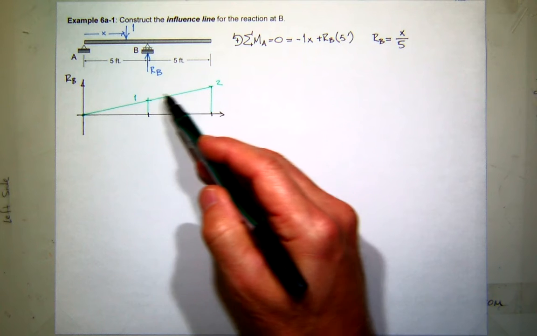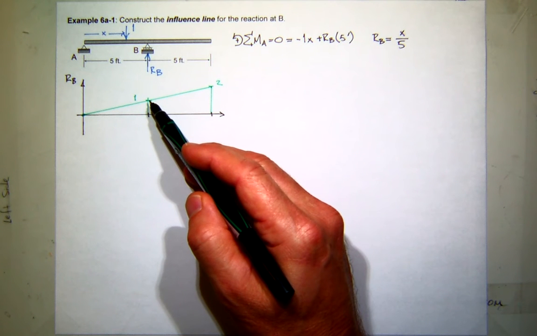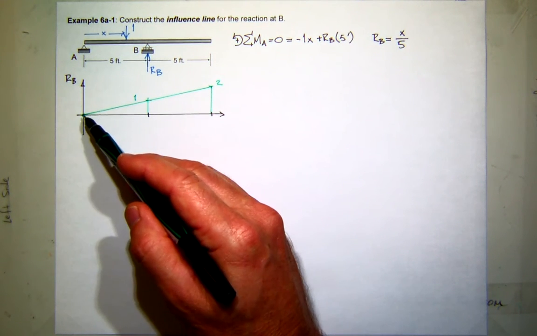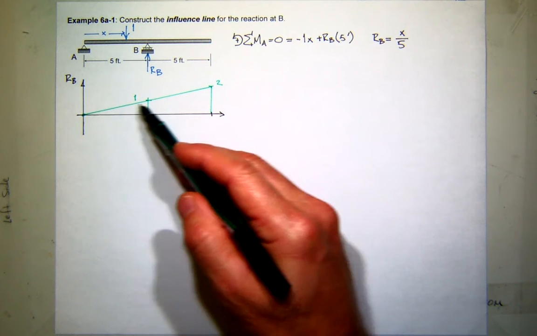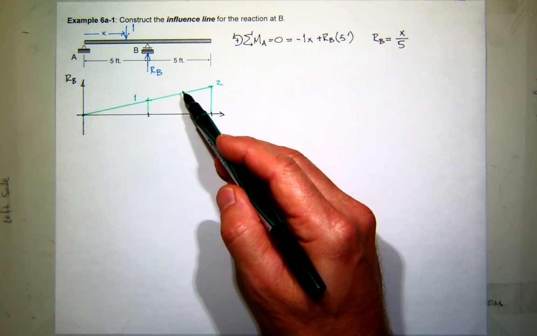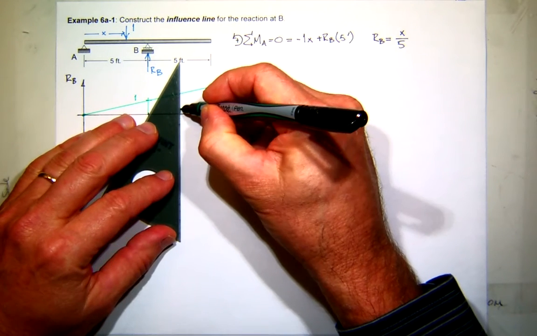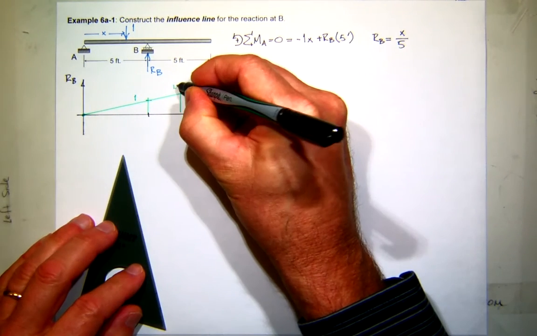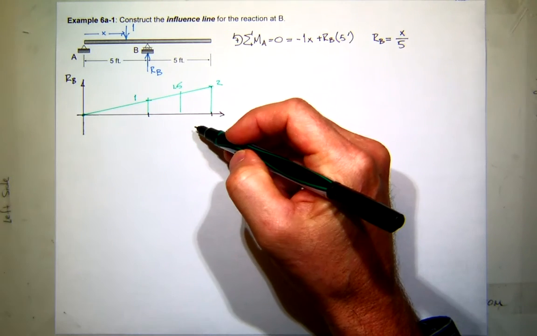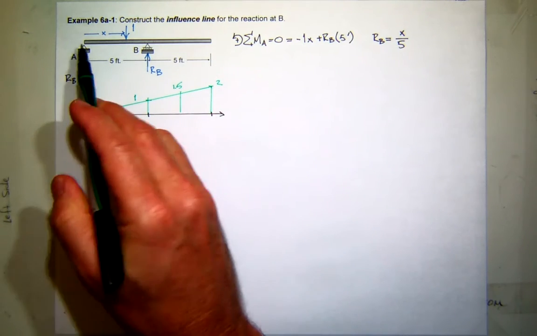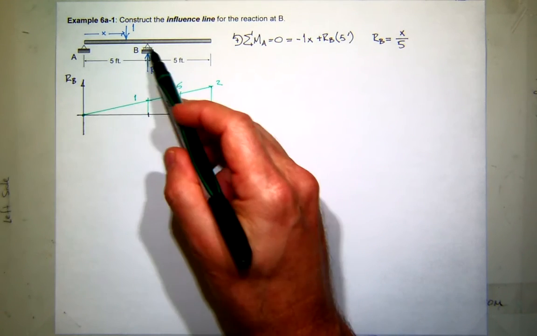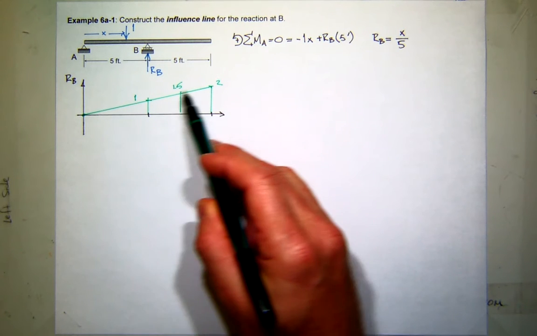What if I moved over and stood right there? What would be the reaction at B? 200 pounds. What if I stood right here at 7.5? What's the value right there? You can interpolate it. It's just 1.5. So 1.5 times 200. As I move from left to right, you can see the reaction at B will behave just like this.